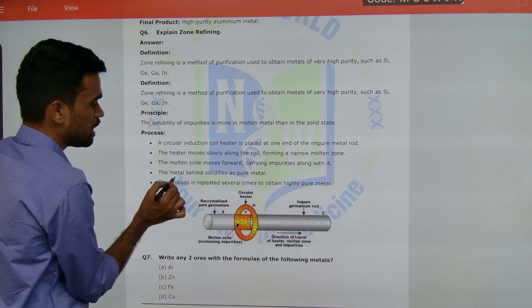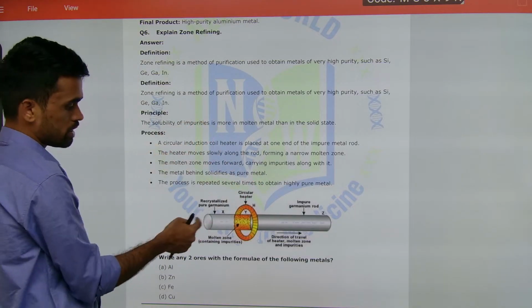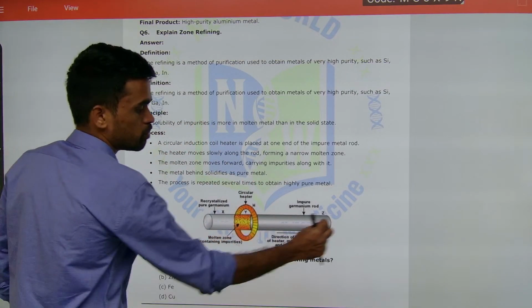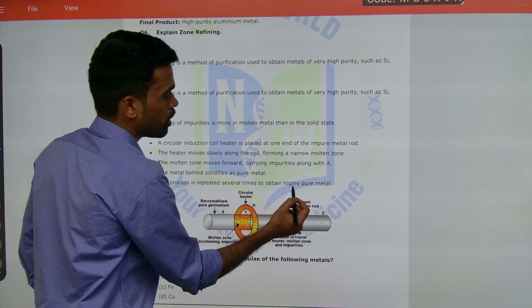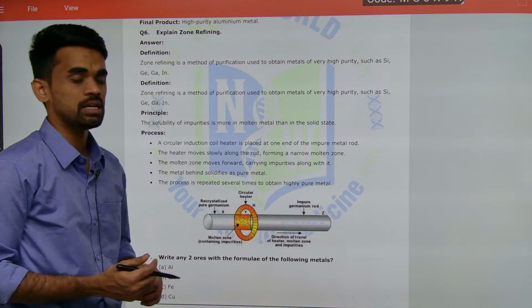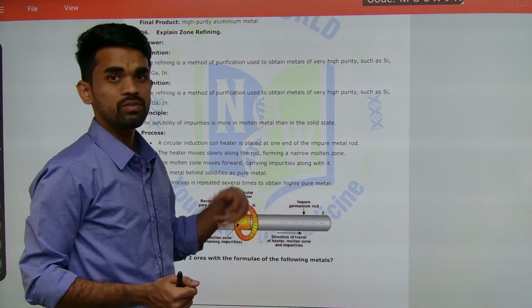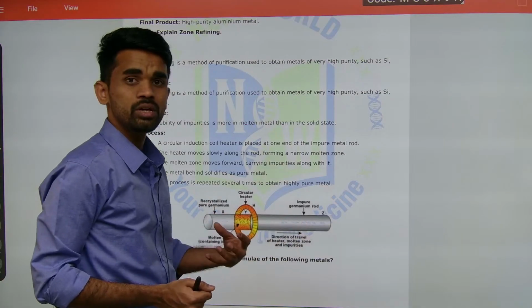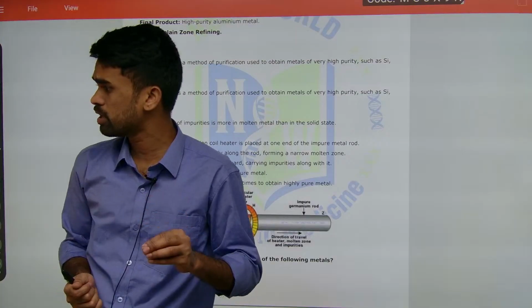The metal behind solidifies as a pure metal. This side now will be pure as we move the heater that side. The process is repeated several times to obtain highly pure metal. So the same process will be repeated so that we will get higher purity metal. This is how we do zone refining.